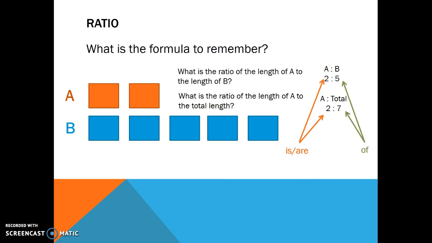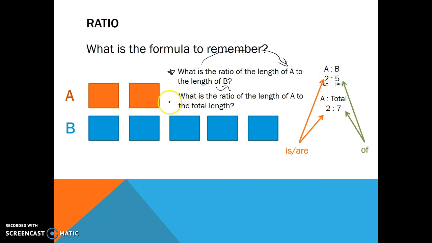Okay, and let me show you what this means. So we look in our problem, for example, right here, it says, what is the ratio of the length of A to the length of B? So we're going to look at the is statement. What is the ratio of the length of A? So that is connects over here to A, to the length of B. B is right there, okay? So we've got is or are over of.